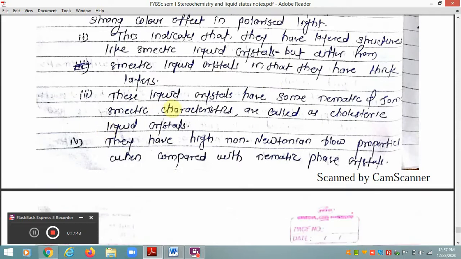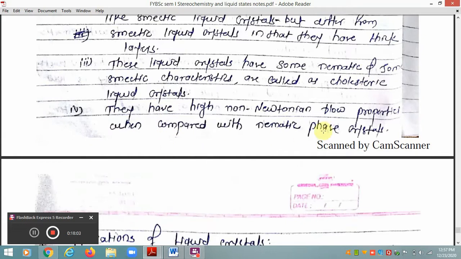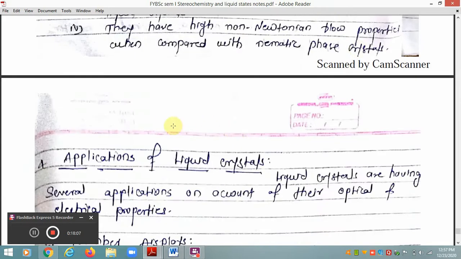These liquid crystals have some nematic and some smectic characteristics and are called cholesteric liquid crystals. So this cholesteric liquid crystal shows the properties of nematic as well as smectic liquid crystals, and they have high non-Newtonian flow properties when compared with the nematic liquid phase.